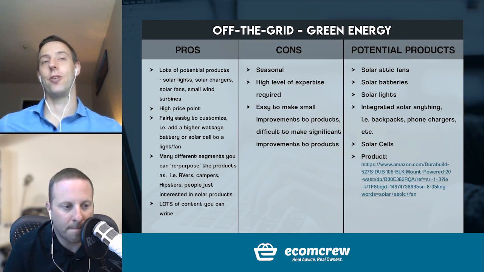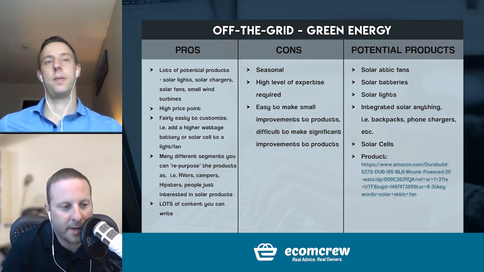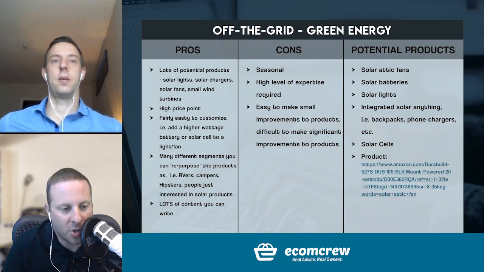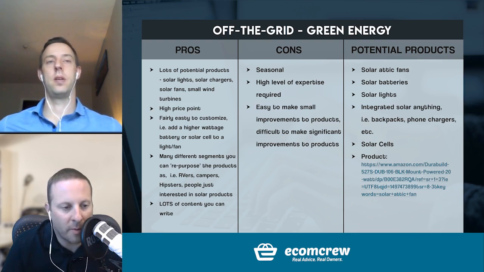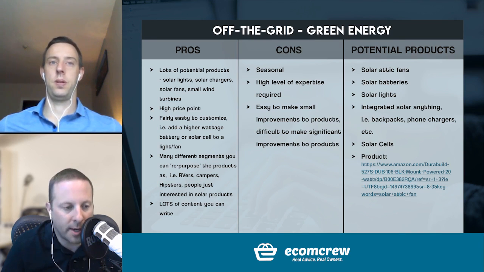They're all $50 to $100 plus items. Yep, and these are definitely things that are easy to customize. I mean, as you're doing solar stuff, you can say I want a little bit more powerful cell or larger surface area for more cells, or you can do things like a higher wattage battery, better quality battery, things of that nature. There's definitely lots of things you can do to customize this stuff and make it your own.